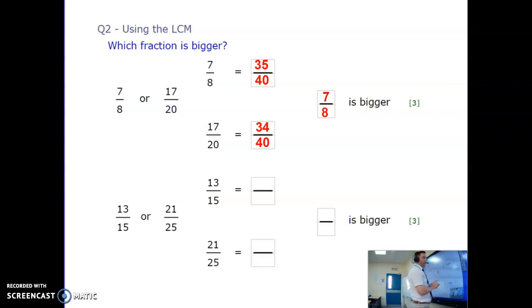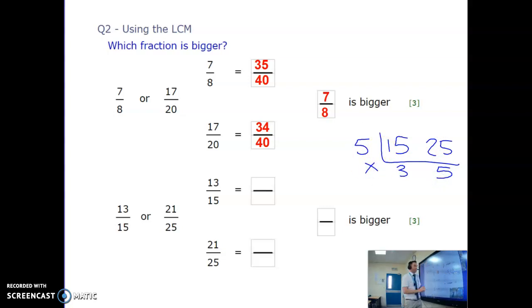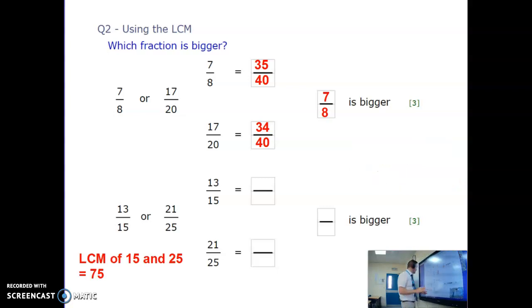Well, find the lowest common multiple of 15 and 25. Many ways I could do that. Let's have a look at the division method. 5's into 15 go 3, 5's into 25 go 5, nothing goes into them. So if I do 5 multiplied by 3 multiplied by 5, I get 15 times 5 is 75. 75 is the lowest common multiple of these two.